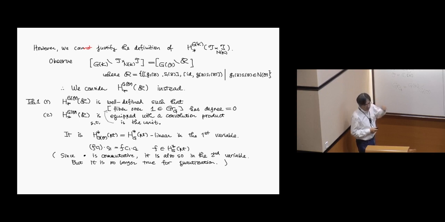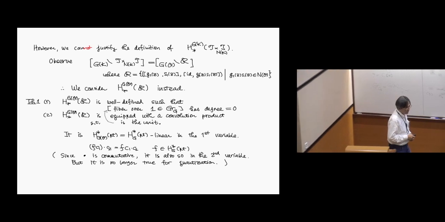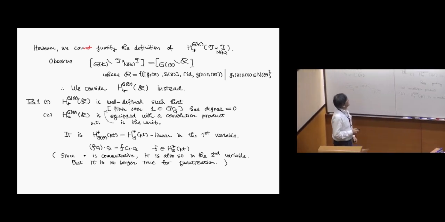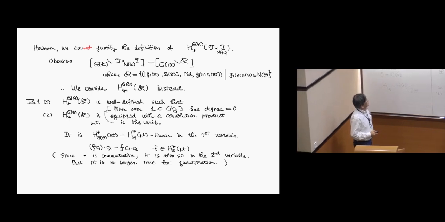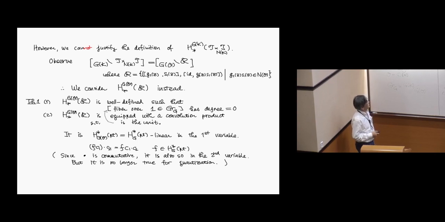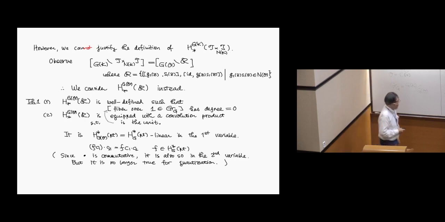But somehow, you should consider this a miracle. And in fact, it is no longer true if you consider the quantization. As I said, quantization of the Coulomb branch is very important, and once you consider the quantization, it's not linear in the second variable.